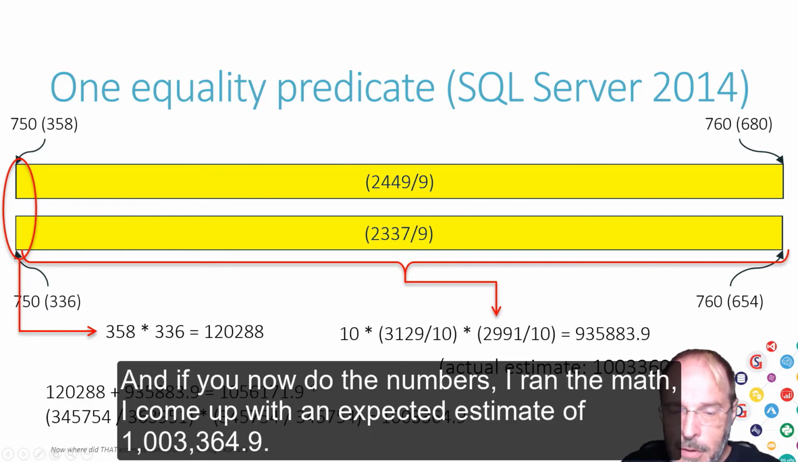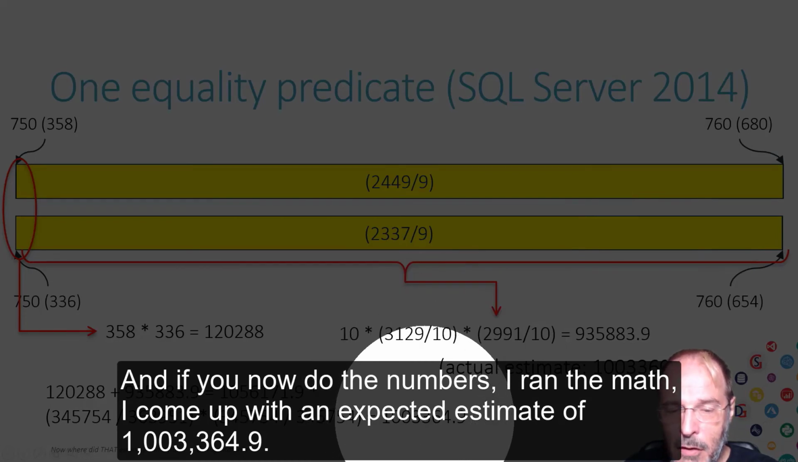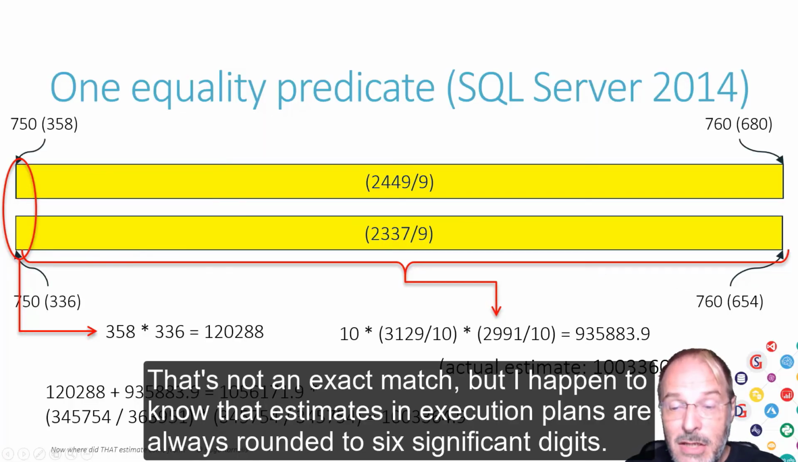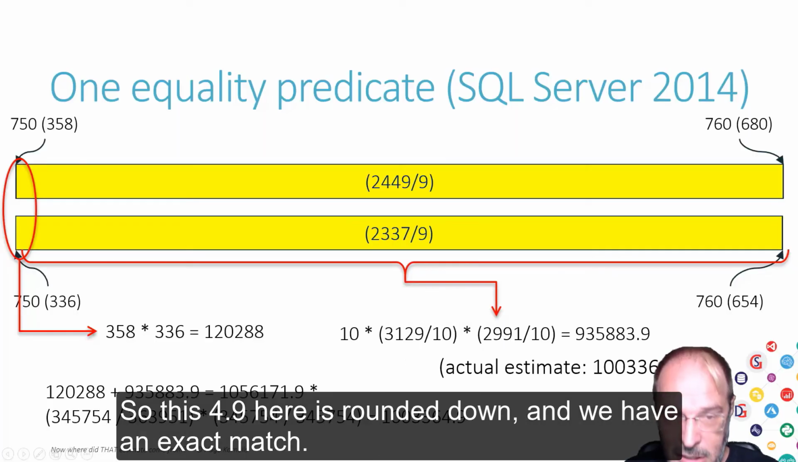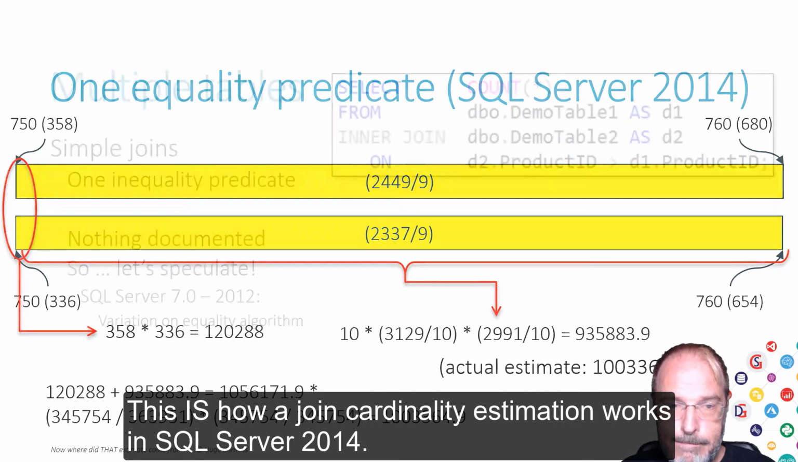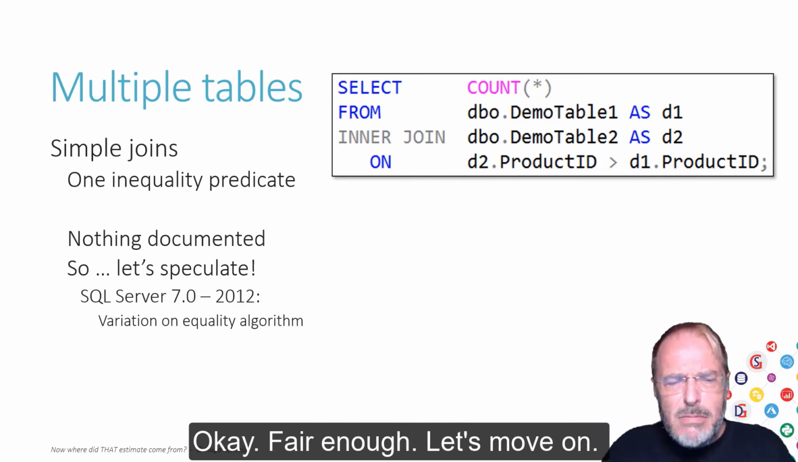And if you now do the numbers, I ran the math, I come up with an expected estimate of 1,003,364.9. Look in the execution plan, 1,003,360. That's not an exact match, but I happen to know that estimates in execution plans are always rounded to 6 significant digits. So this 4.9 here is rounded down, and we have an exact match. This is how a join cardinality estimation works in SQL Server 2014. Okay, fair enough. Let's move on.